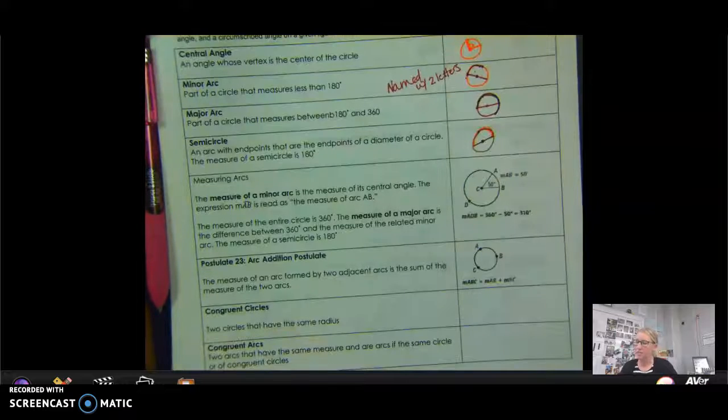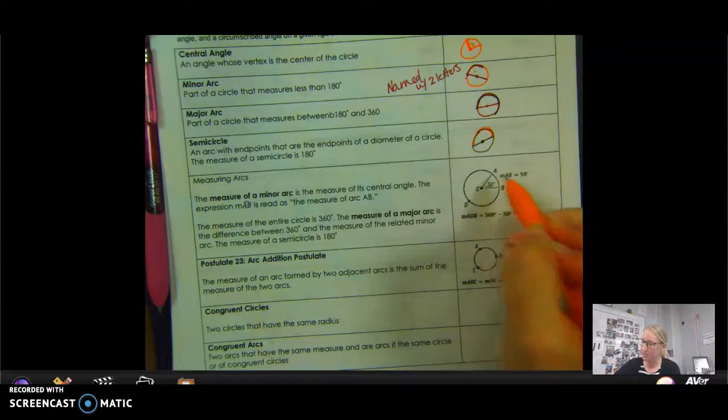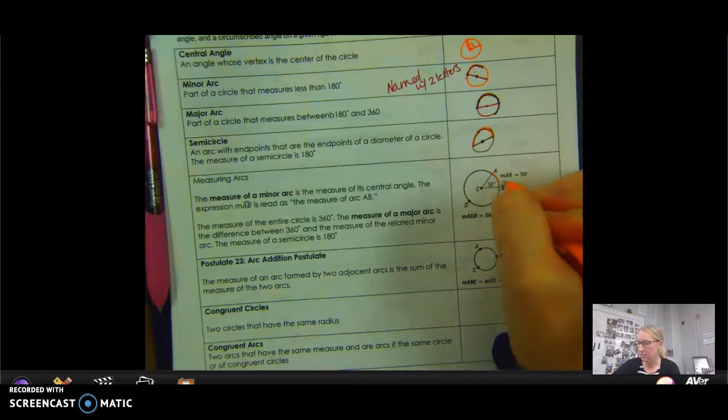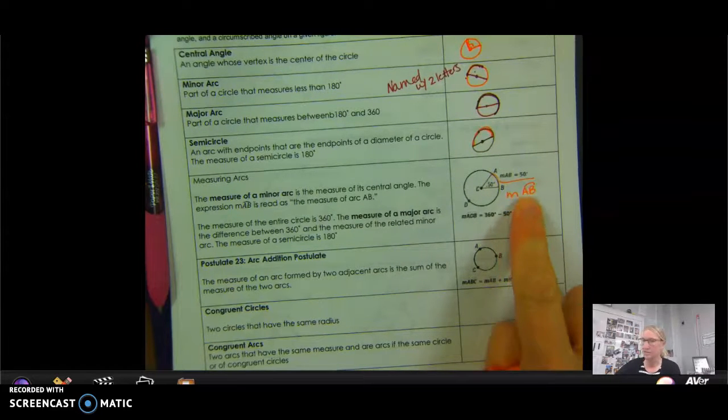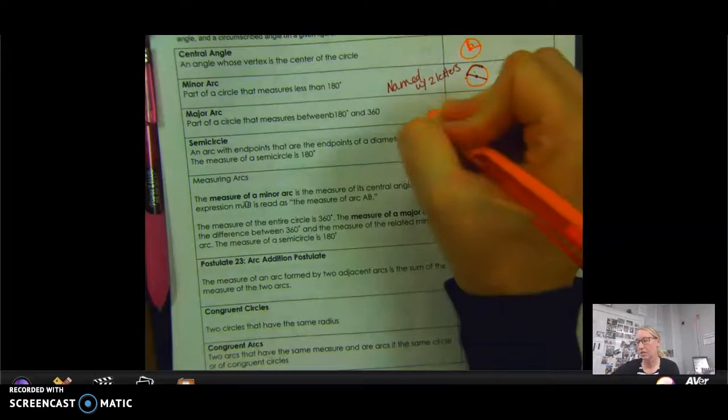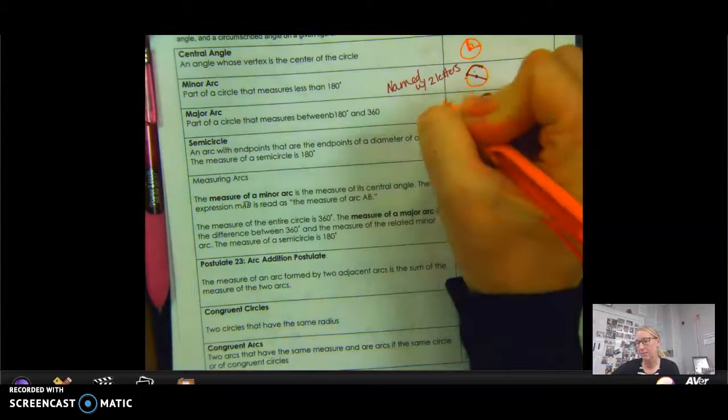Measuring arcs. The measure of a minor arc is the same as the measure of its central angle. So if there's 50 degrees right here in the central angle, that means that this arc is 50 degrees. This is how you name arcs right there. So it says measure of arc AB. I don't know if you can see that. That's how you name an arc. This would be a minor arc because it's only two letters. A major arc is named with three letters.